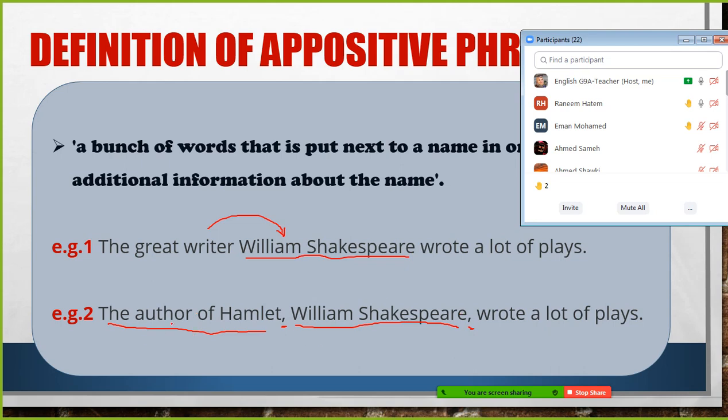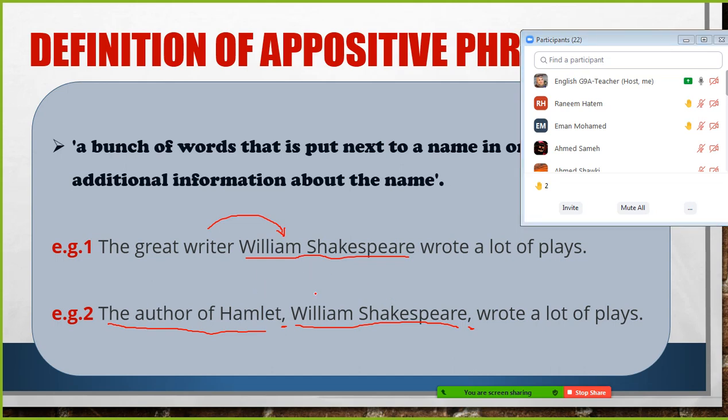We are going to put a comma before it, and by mentioning before William Shakespeare something more specific. If I said "the great writer" only, of course it will remind you of a lot of great writers. But when I say "the author of Hamlet," we have only one author who wrote Hamlet, who is William Shakespeare. So at this time, William Shakespeare here is additional.